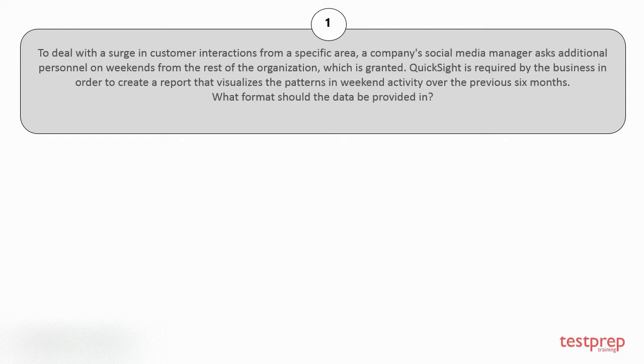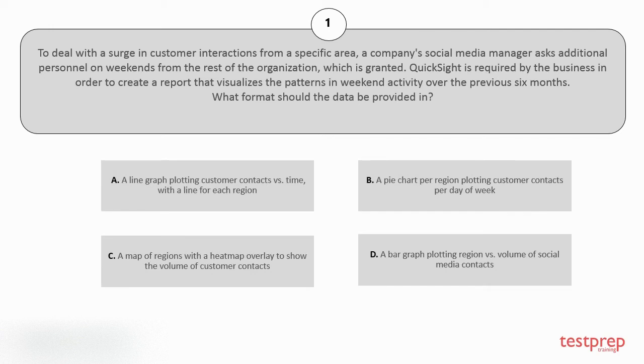Your options are A. A line graph plotting customer contacts versus time, with a line for each region. B. A pie chart per region plotting customer contacts per day of week. C. A map of regions with a heat map overlay to show the volume of customer contacts. D. A bar graph plotting region versus volume of social media contacts. The correct answer is option C.